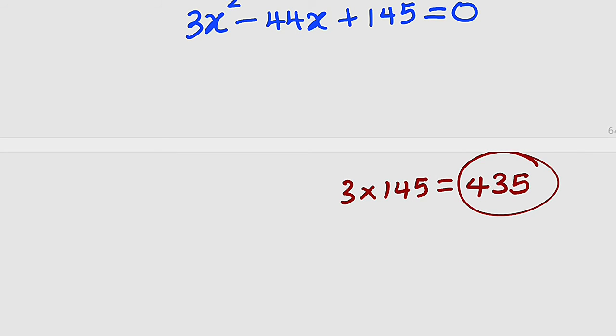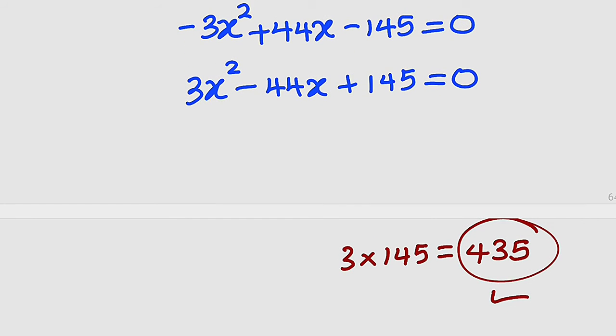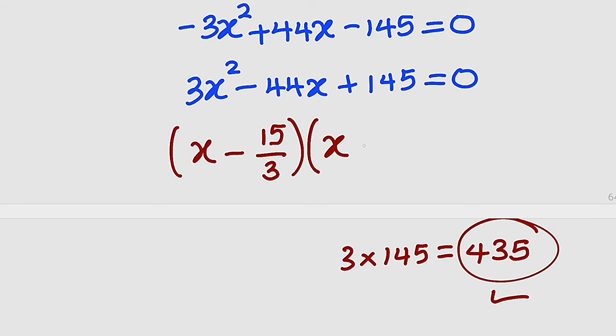Now we are going to think of two numbers which, when we multiply them together, we get 435, but when we add them together, we obtain negative 44. And the numbers are negative 15 and negative 29. So we have (x minus 15, but we have to divide by the leading coefficient), then we multiply by (x minus 29, we also divide by the leading coefficient). The whole of this equal to 0.